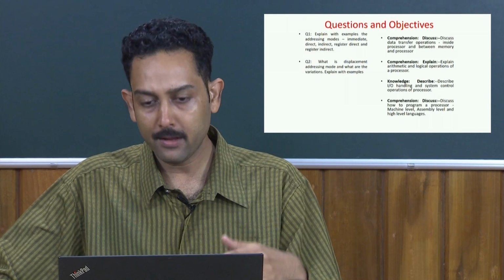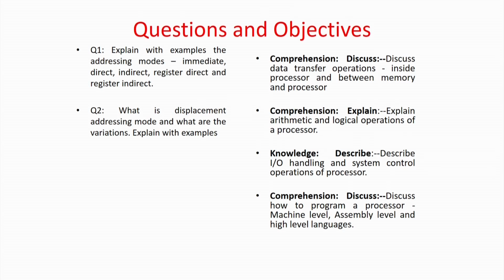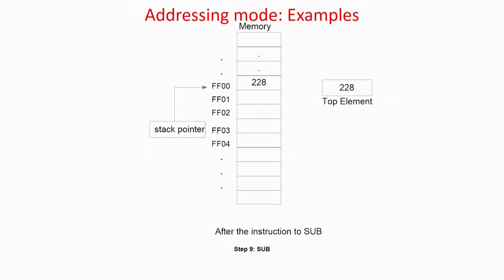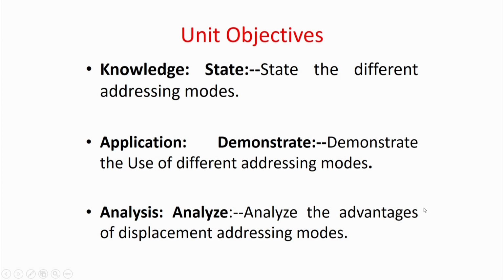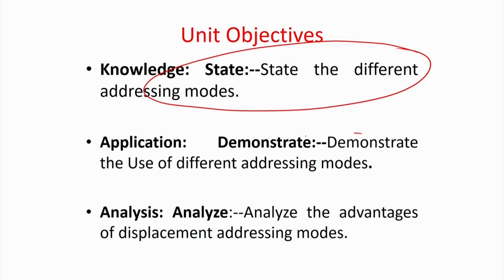So, towards the end, let us take very simple examples, like explain with examples different addressing modes. Already we have done this, and it will satisfy your objective. If you consider these examples, explain with examples different addressing modes, what is displacement and why it is required. If you look at the objectives, the two questions we have shared were: what are the different types of addressing modes, and what are the examples. So, it satisfies the objectives of stating the different addressing modes and demonstrating the use of different addressing modes.